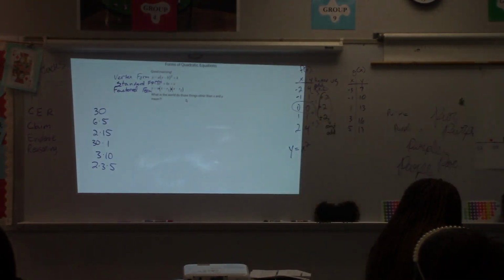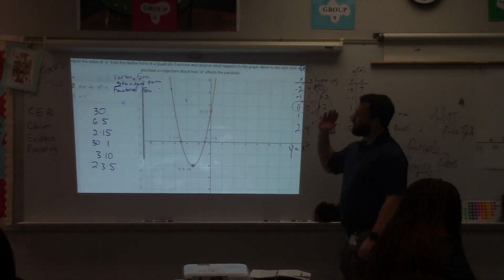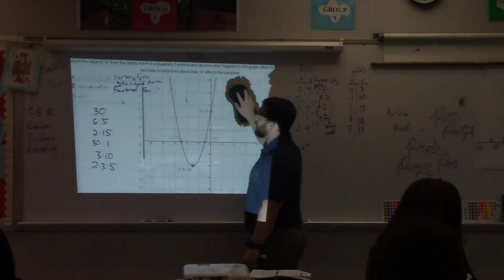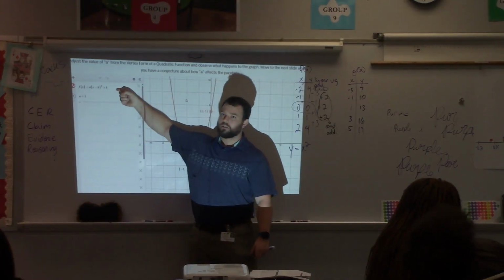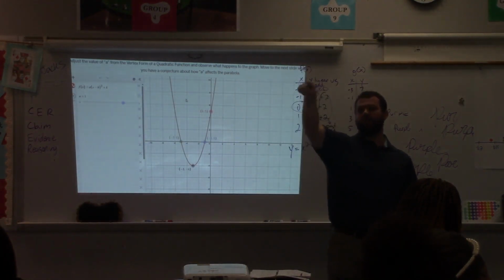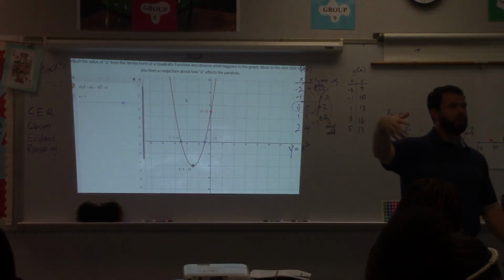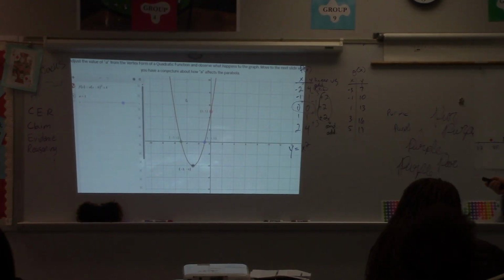What I need you to do at this point, can I do this? Yeah, I can. So when you look at this equation right here, what form do you have on slide 2? You got a parabola. You got the vertex form. A times x minus h squared plus k. That's my vertex form. Pay attention to the instructions at the top.